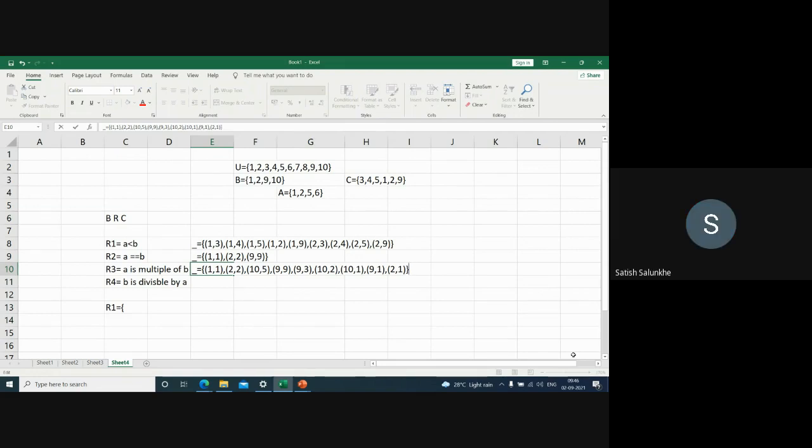Let's proceed ahead. R4. Work out on this and let me know what those elements are. (4,2), then (2,2), (1,2), (1,1), and (9,9).